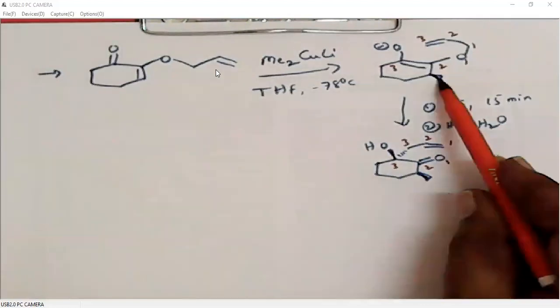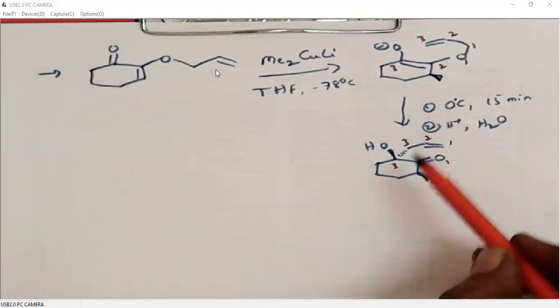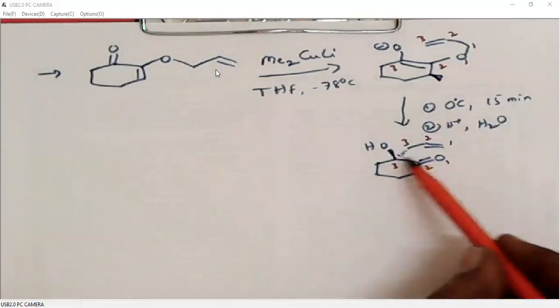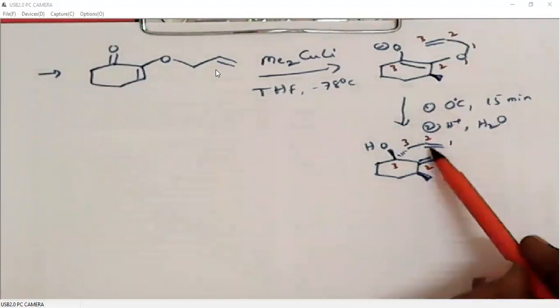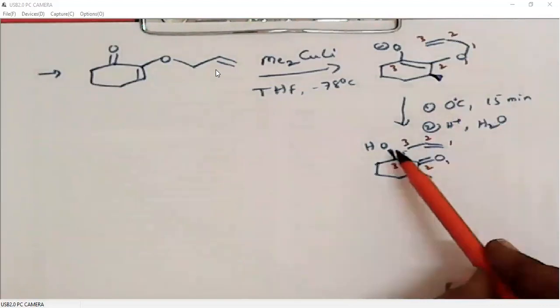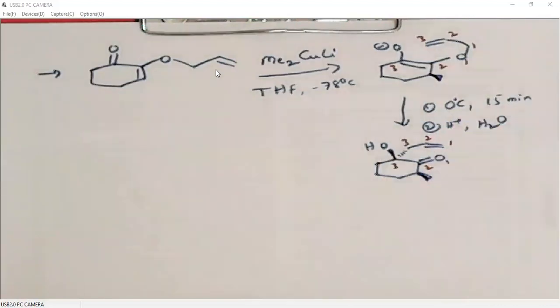Because we have a substituent in the beta face, this rearrangement will occur in the alpha face. So this substituent is on the alpha face, and the alcohol will be on the beta face.